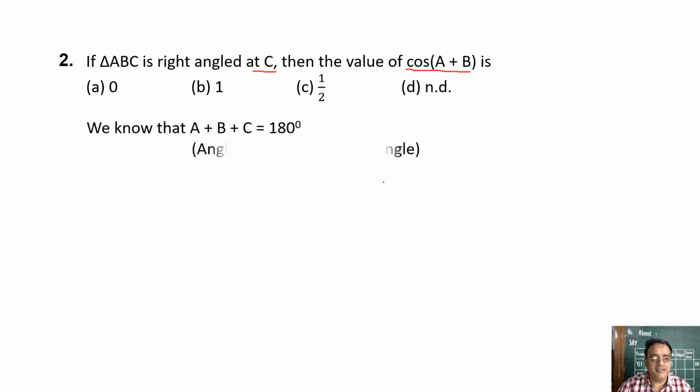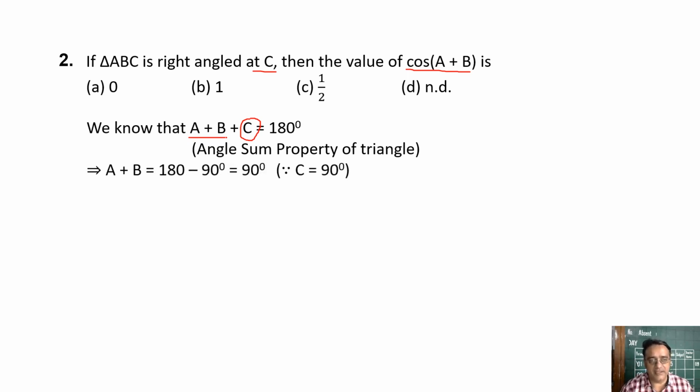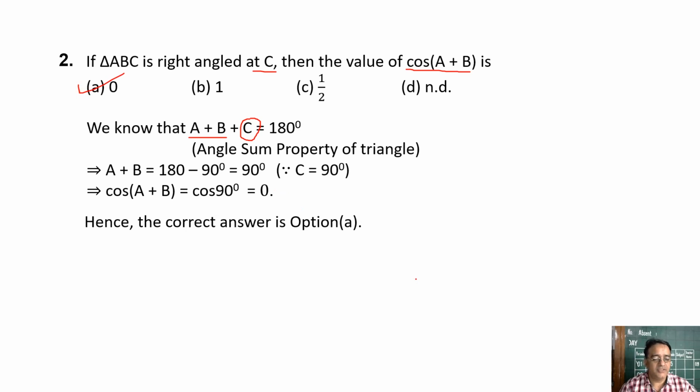Yes, very good. Angle sum property of triangle. Now already C is given 90 degree. So A plus B कितना हो जाएगा? Right, 180 minus 90, that is equals to 90 degree. So cos of A plus B means cos of 90. What is the value of cos of 90? 0. Right. So the correct option is A. So this is the second question.